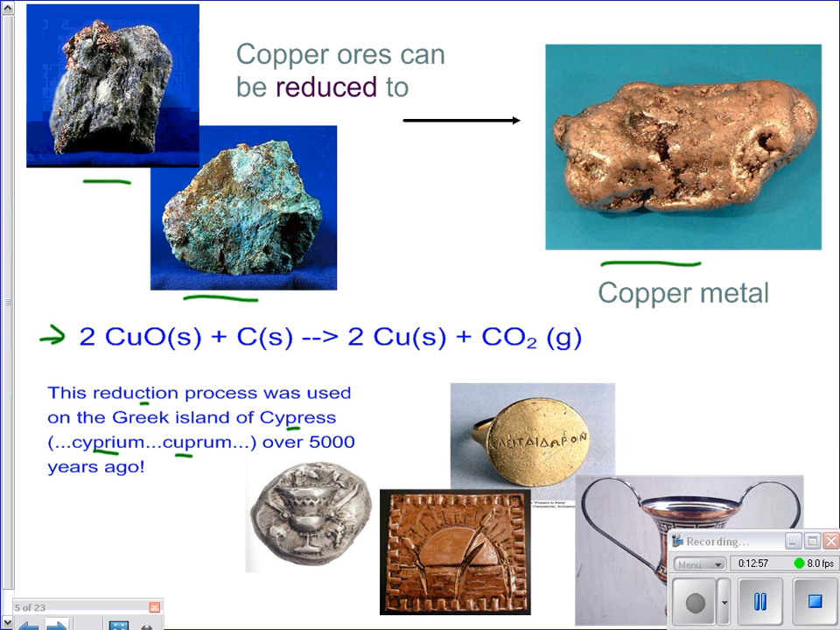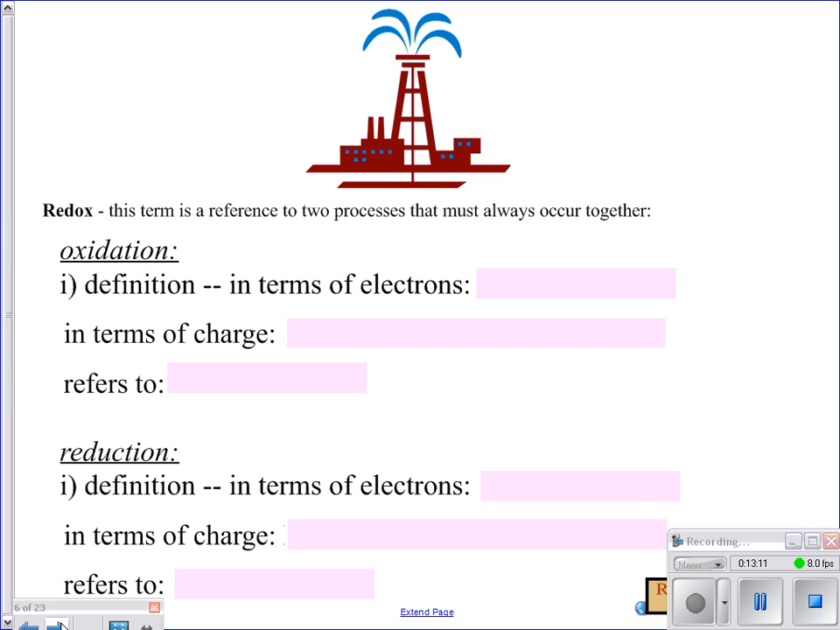This reduction process was used on the Greek island of Cyprus, which was then eventually changed to Cyprium, which was then changed to cuprum, and which we now know as copper. If you think about the Greek roots to our element symbols, we can see that copper up there, it's that Cu, and that comes from cuprum. If you think about iron, for example, we have that ferric or ferrous. Well, here we can have cupric or cuprous. We didn't learn that naming system this year, but that's where the symbols come from, is that root.